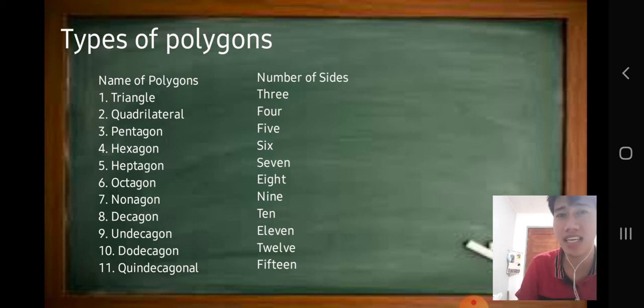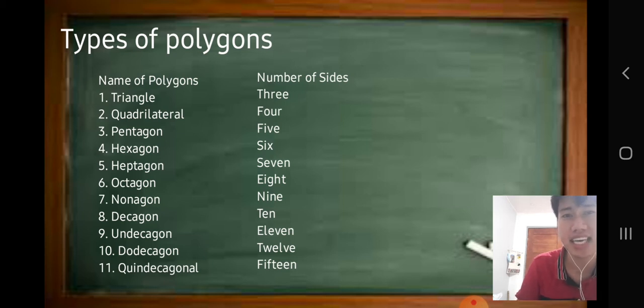Again, the name of polygons and number of sides. Triangle, 3 sides. Quadrilateral, 4 sides. Pentagon, 5 sides. Hexagon, 6 sides. Heptagon, 7 sides. Octagon, 8 sides.